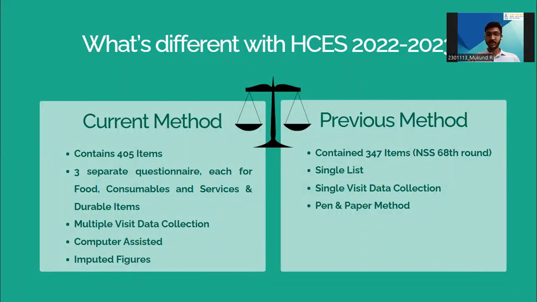And based on the data that has been published, it is also said that the data was collected through multiple visits, and the data was collected through computer-assisted methods, whereas the previous survey was through the pen and paper method. And this survey also includes an imputed figure, where they have forecasted and calculated the consumption based on goods that have been given as welfare schemes to various people. That is captured in the imputed figures as well.